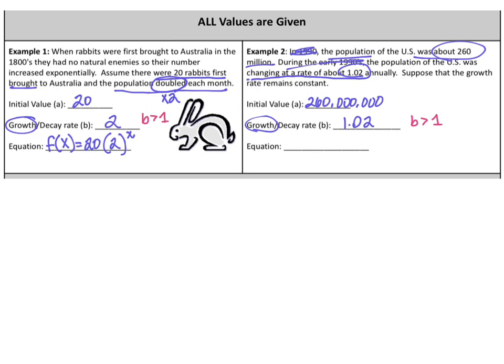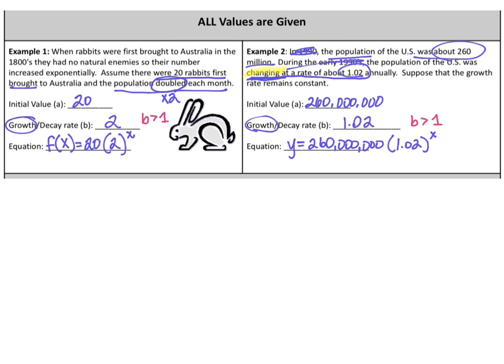Okay, sometimes you'll see a keyword in there. Instead of changing at a rate, sometimes it'll say growing at a rate or decreasing at a rate. It'll tell you what's happening. And that's going to be important in our next little section here. Okay, but writing the equation, we just need to plug it in. 260 million times 1.02 to the power of x.